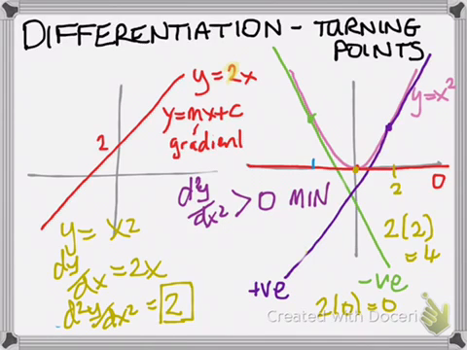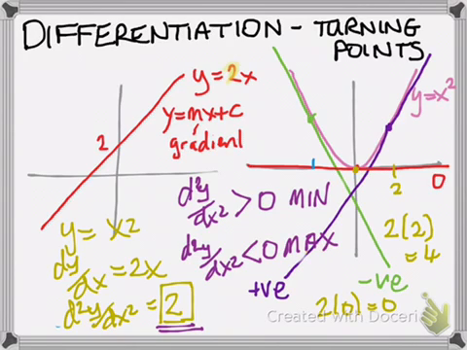Okay, you'd think it was a maximum, but no. If d2y by dx squared is greater than 0, it's a minimum. And if d2y by dx squared is less than 0, then the nature of the turning point is a maximum. So we know that d2y here on this x squared curve is 2, which is greater than 0, so we've got a minimum point, and we can see in our graph that it is the minimum point of the graph.